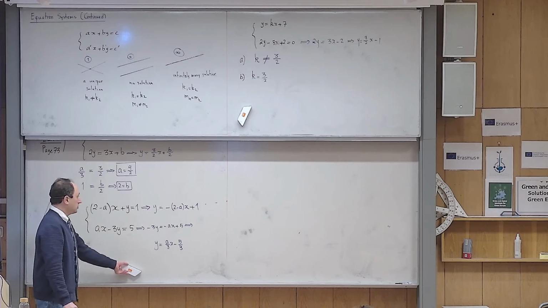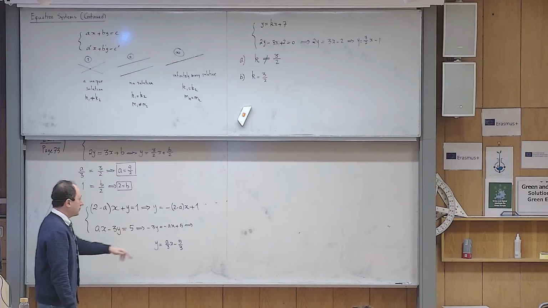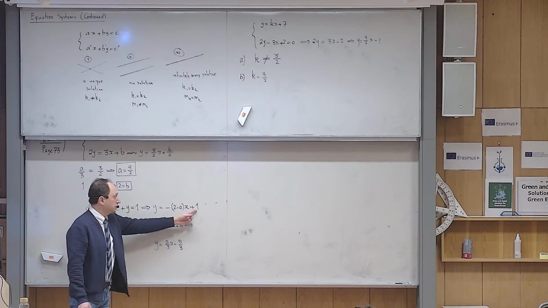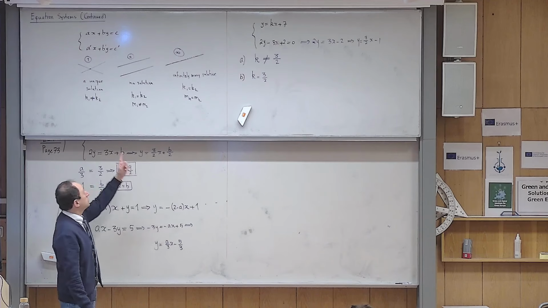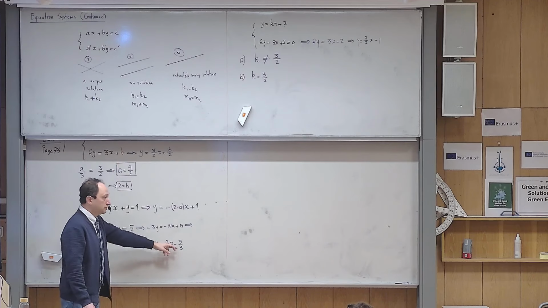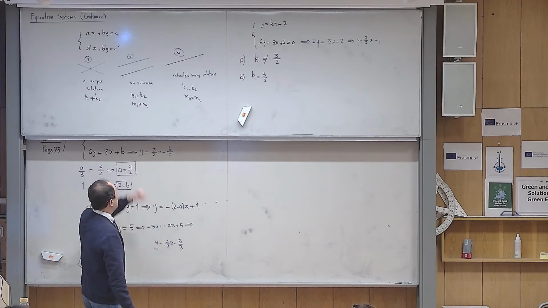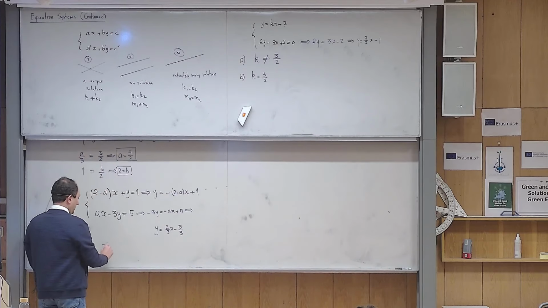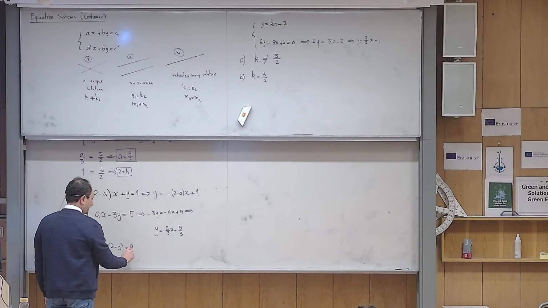Okay, so I want to find a in a way that the k values are the same and the m values are not the same. Automatically the m values are not the same, yes, because the m value here is 1, the m value here is minus 5 over 3. So the second condition is automatically fulfilled. So the only thing that I have to do is put the k values the same. But the k value here is what? Minus 2 minus a. The k value there is a over 3.